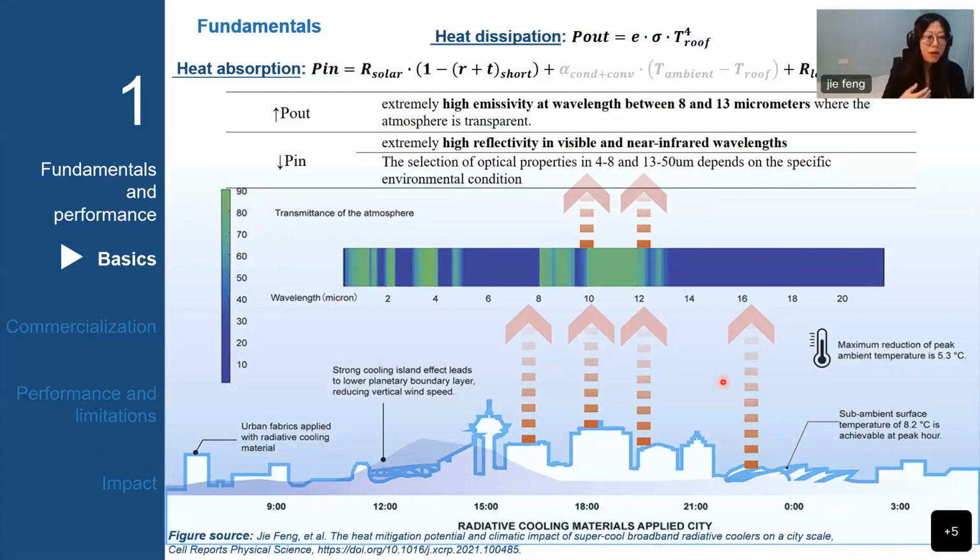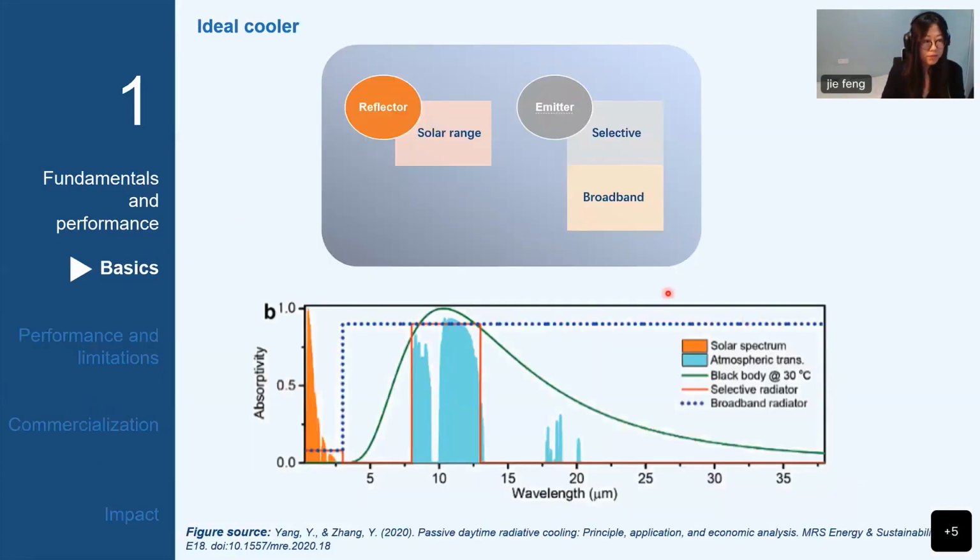We hope that on the basis of heat rejection in the solar range, we also have high emissivity in the atmospheric window, 8 to 13 microns, to maximize the heat dissipation. They work together to generate a supercool material. Therefore, an ideal supercool material always contains 2 parts, a reflector to reject most of the solar radiation, and an emitter with high emissivity in 8 to 13 microns. Whether the ideal emitter should be selective, you can see here the red solid line, the emissivity curve for a selective ideal radiative cooler, or broadband, depends on the specific climate.